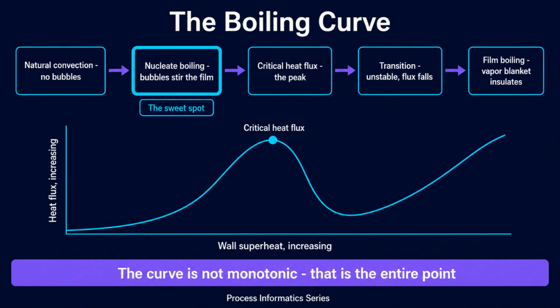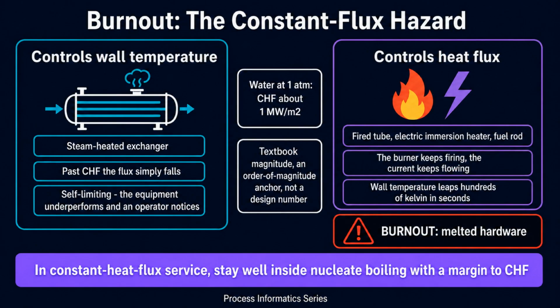Past the peak lies transition boiling, where vapor patches form and collapse and the flux actually falls as superheat rises. Beyond it lies film boiling, a continuous vapor blanket. Vapor conducts poorly, so heat transfer collapses. Whether that collapse is survivable depends on what is being controlled. A steam-heated exchanger controls wall temperature, roughly the condensing steam temperature. Past the critical heat flux, the flux simply drops, the equipment underperforms, and an operator notices.